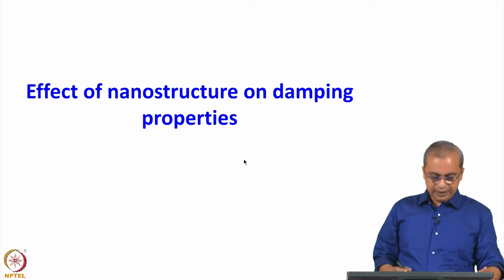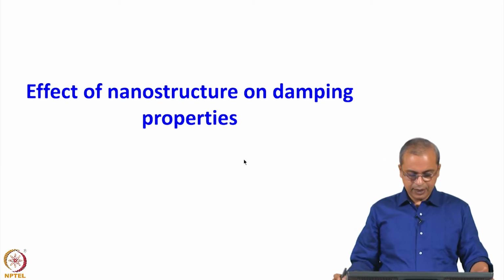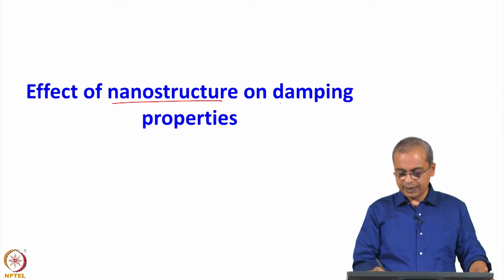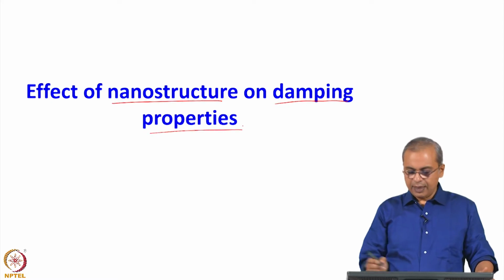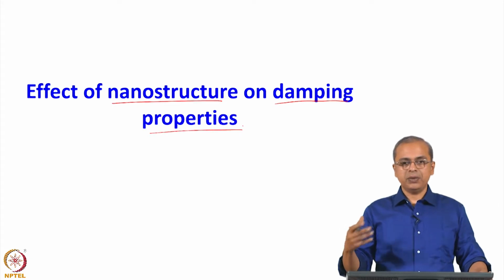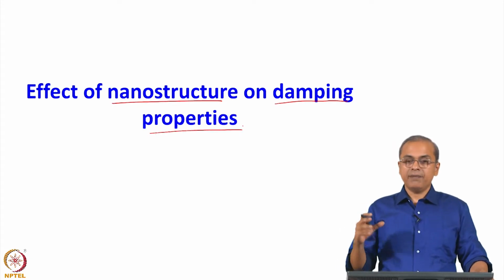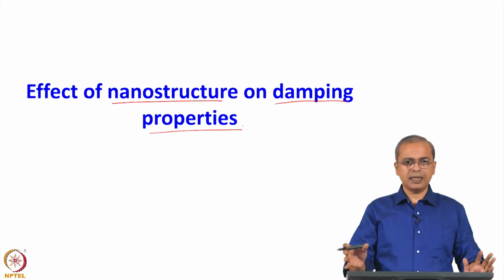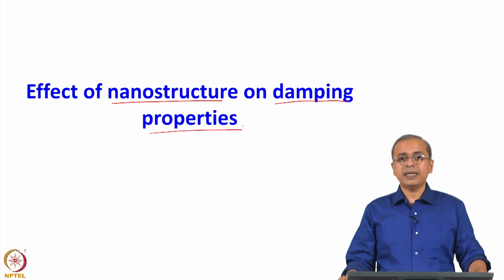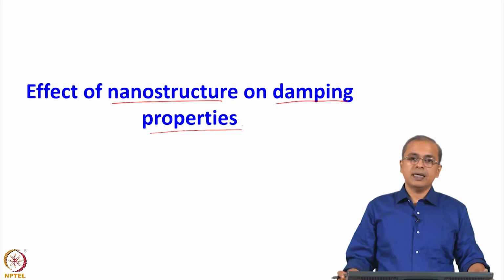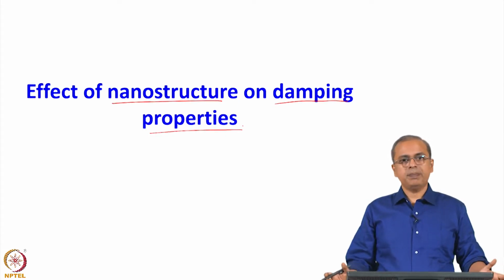So, in this class we will follow a similar trend. We will again look at the effect of nanostructure on a particular kind of property, which is the damping property. And often, in our normal, day to day activities, we do not hear much about damping, so it maybe seems like a topic that is not very immediately applicable to us, but as you will see through some of the examples that we will consider, it is actually very commonplace in many of the activities that we are involved in.